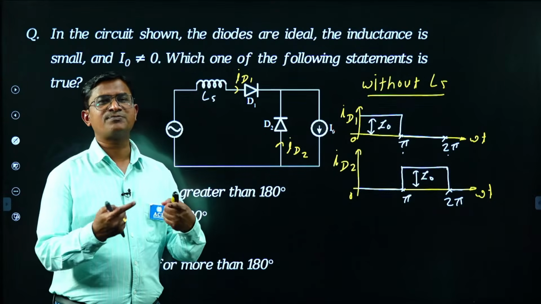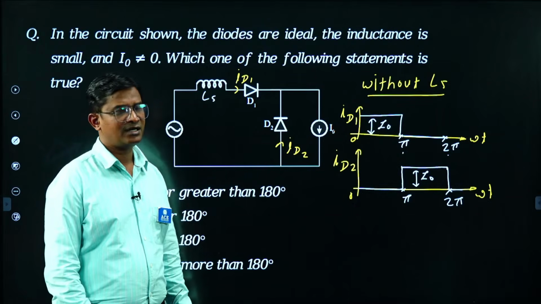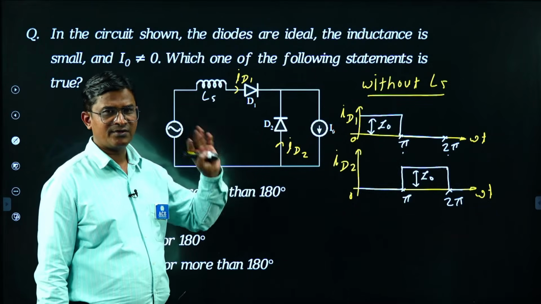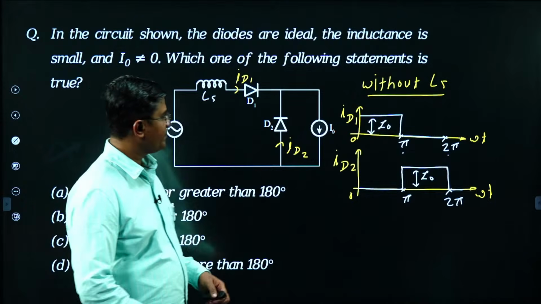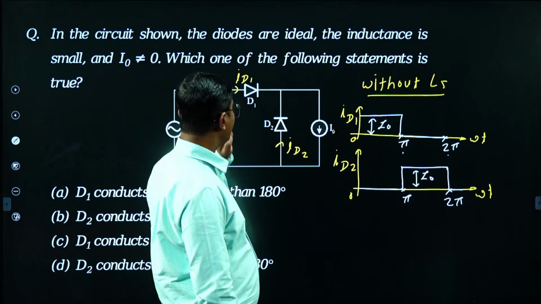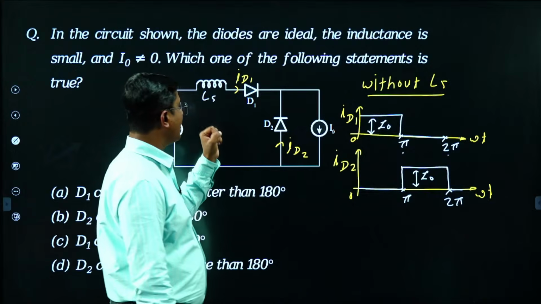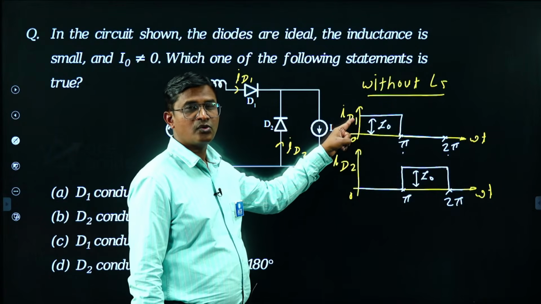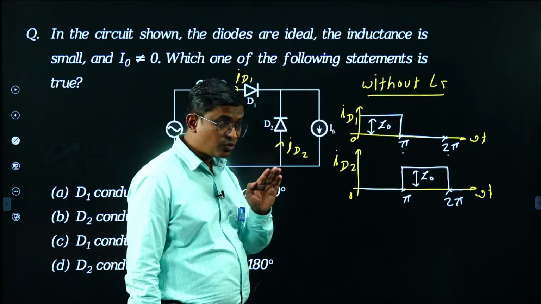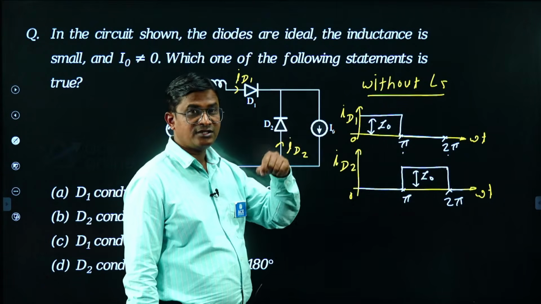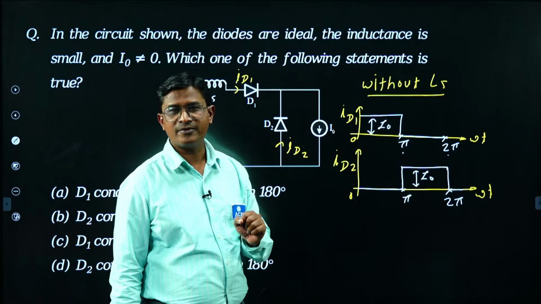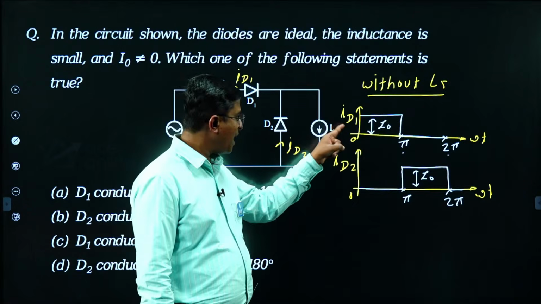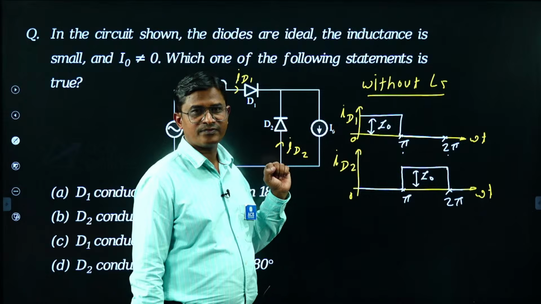If source inductor is present, what will be the modification in ID1, ID2? Tell me, if source inductor is present, whether this source inductor will allow my diode D1 current to suddenly change from 0 to I0? No. So therefore my ID1 will be slowly changing from 0 to mu, mu meaning the overlap angle. During 0 to mu, my ID1 will be slowly increasing.